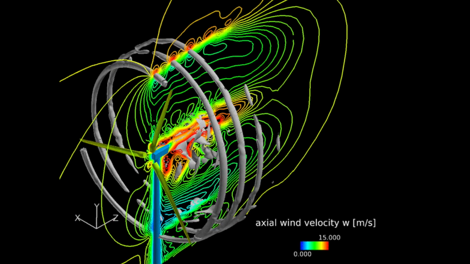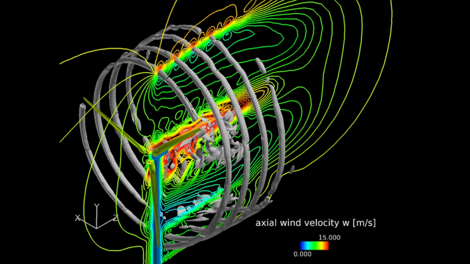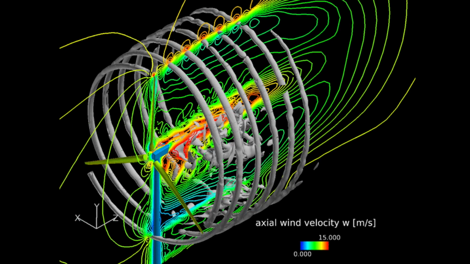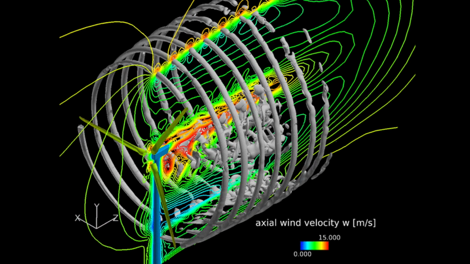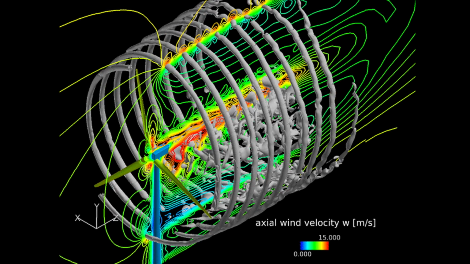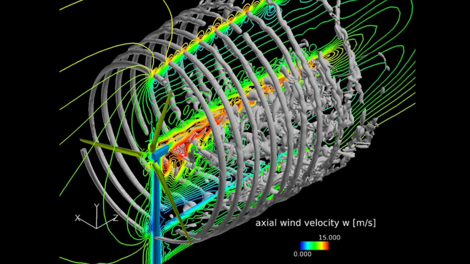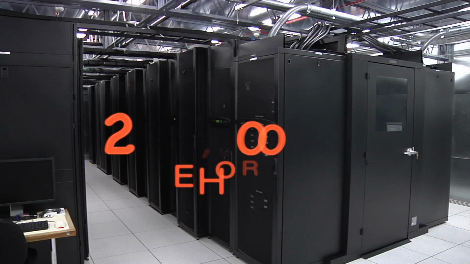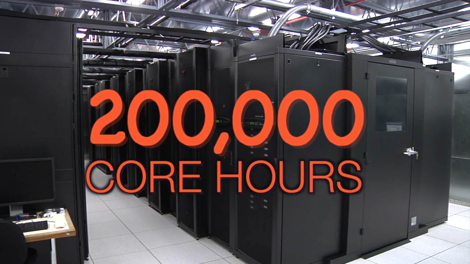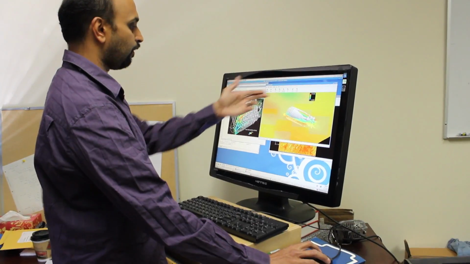So you can see that there is this tubular structure at the tip of the wind turbine. It's basically very similar to what happens on an aircraft wingtip. It's air that rolls up around that, and then it travels backward essentially. It took about 200,000 core hours to get the simulations. Now that's one single turbine.